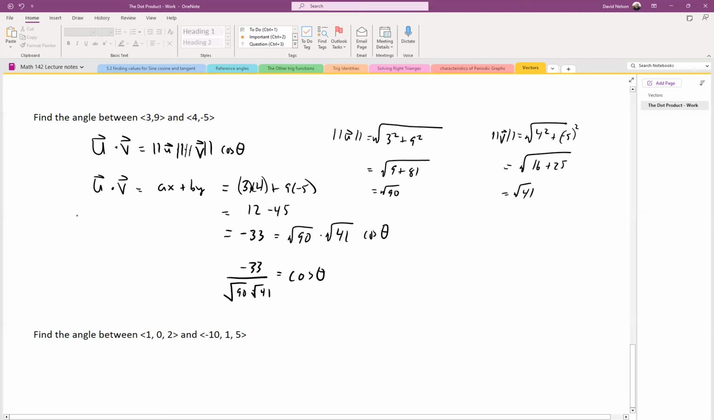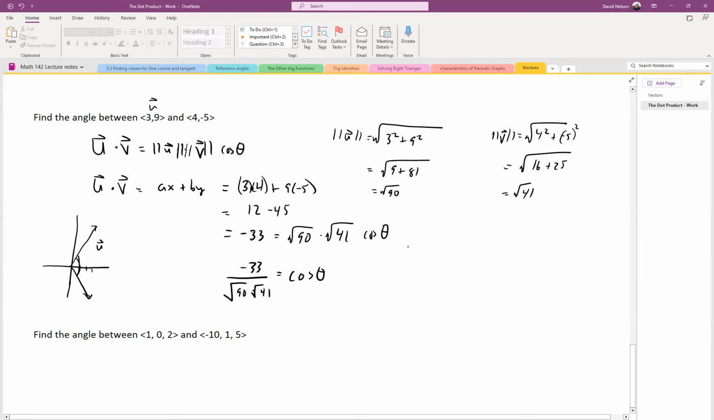And the nice thing about that, maybe if I draw a quick picture, I'm traveling over 3 and up 9. Here's my first vector, u. And (4, -5) would be a little bit farther over, and then down 5, roughly there. I'm going to end up with an angle that's greater than 90 degrees. But the nice thing about cosine is it works just fine when the angle is greater than 90 degrees. So we should be able to come up with that value nicely.